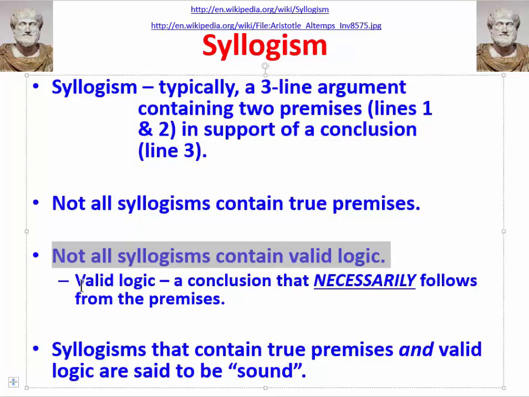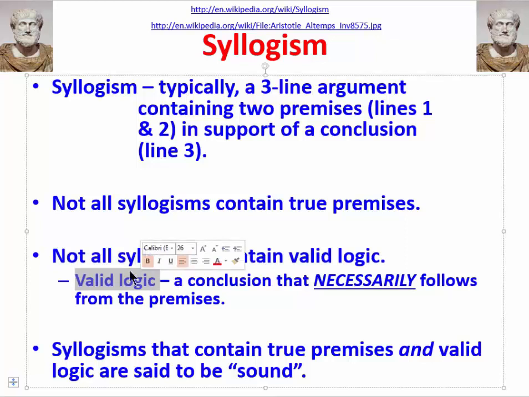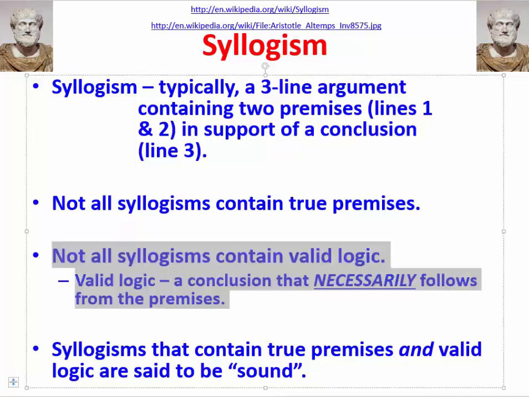So what do we mean by valid logic? We would say that valid logic occurs when a conclusion necessarily follows from its premises. The emphasis here is on the word necessarily. Let's take a case of a 3-line syllogism that has 2 correct premises, but a conclusion that is both incorrect and certainly doesn't follow from its premises.